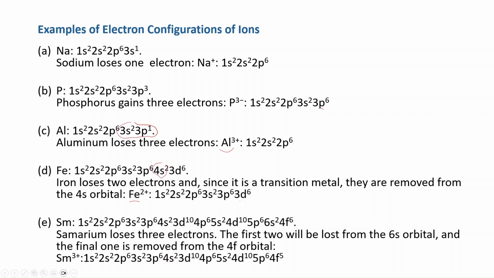Samarium, same thing, it's going to be plus 3, so you begin losing from the 6s. But that's only 2 electrons. You want to lose 3 because it's plus 3. So the next one is going to be from the 4f, and then you have 4f5. So remember, in a transition, you lose the s, and then you continue with either the d or the f that actually have higher energy. But you lose the s electrons first, even though they're not the highest energy. Okay? That's transition metals for you.